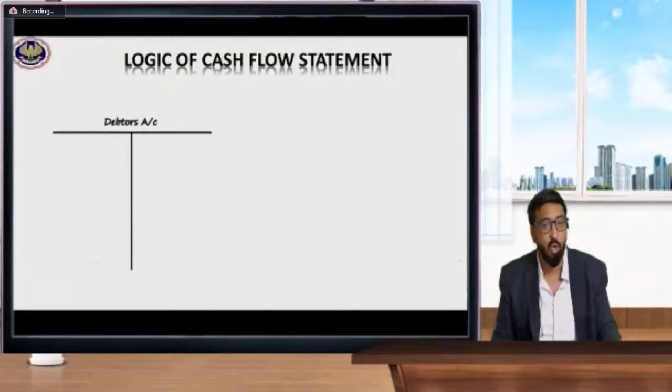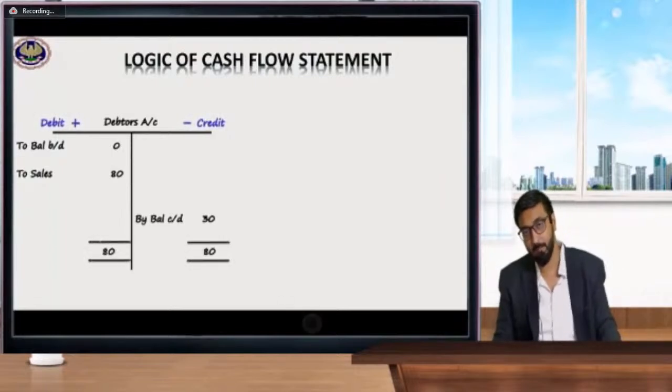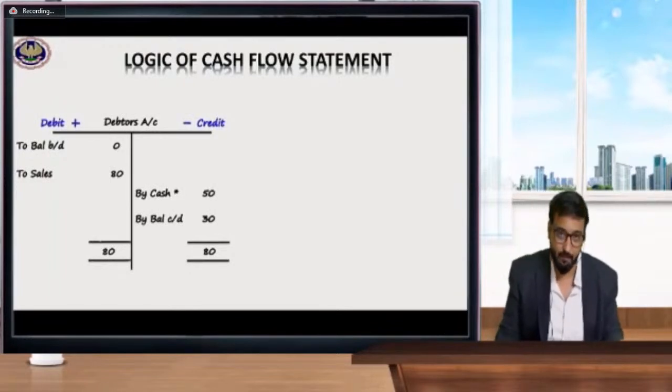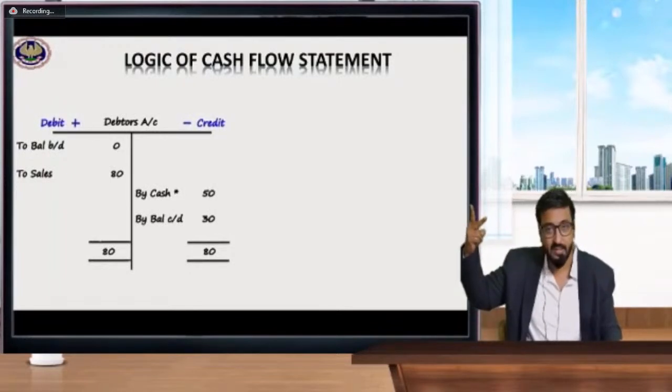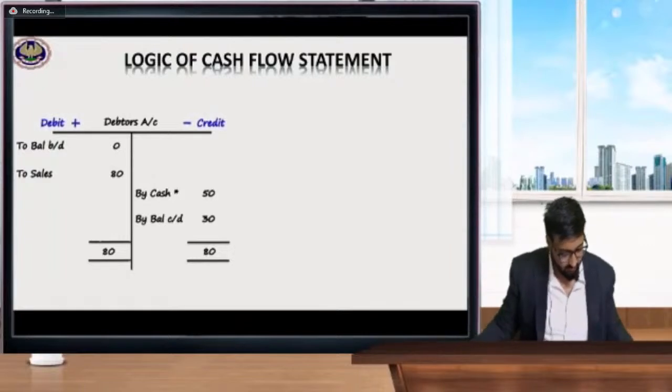What plus and what minus? डेबिट प्लस क्रेडिट माइनस. To balance brought down, what is the amount? 0. To sales 80. By balance carried down 30. And what is by cash? Balancing figure. Now you only tell me, डायरेक्ट मेथड में कैसे आएगा और इनडायरेक्ट मेथड में कैसे आएगा? पास इट इन द कमेंट सेक्शन फास्ट.